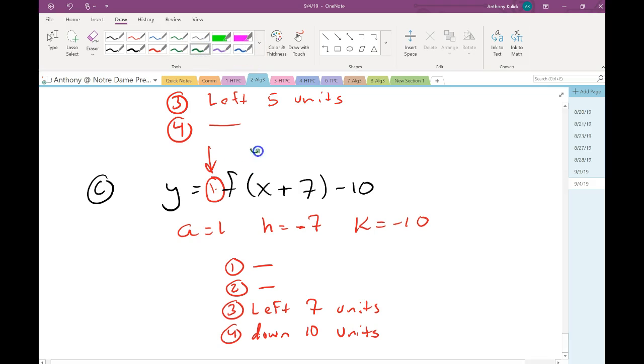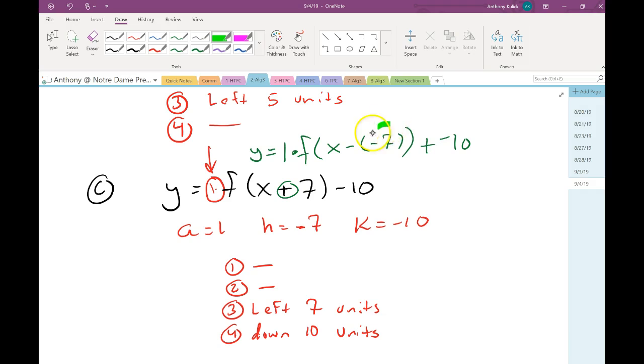Okay. So if I were to write this in the general form, I have 1 times f of. Now this is a plus sign. In the general form, it's a subtraction symbol. So I need to make that minus a negative. And then in the general form, this is an addition symbol and not a subtraction. So I'm going to have plus a negative. So at that point, we can see that the h is negative 7 and the k is negative 10.